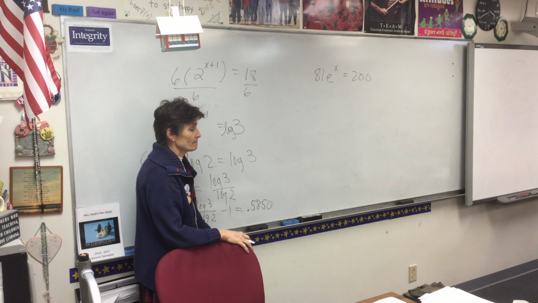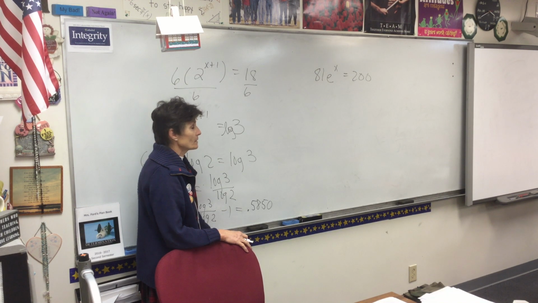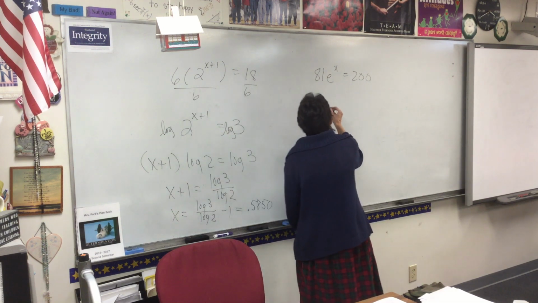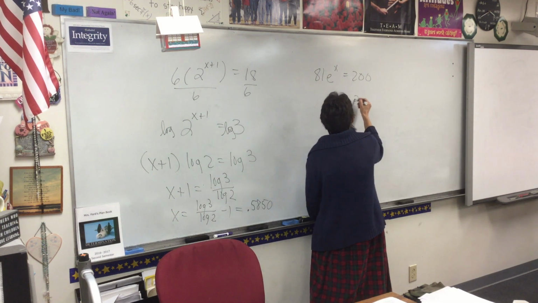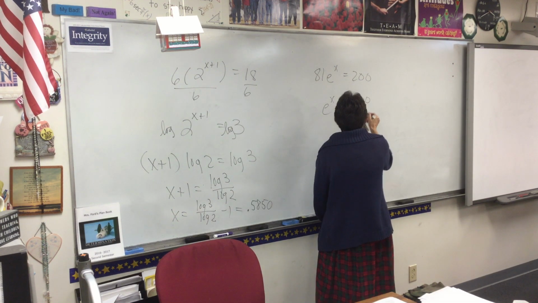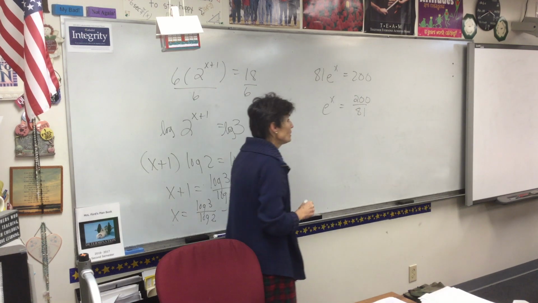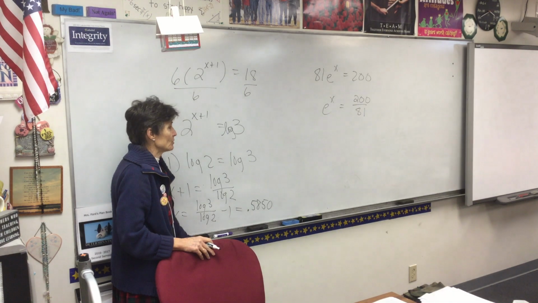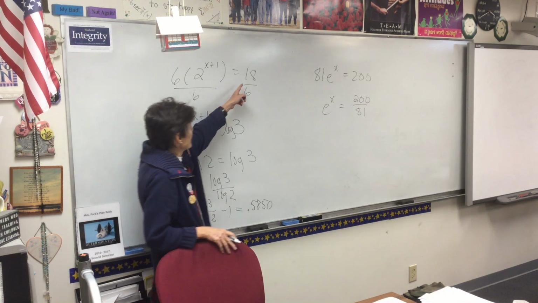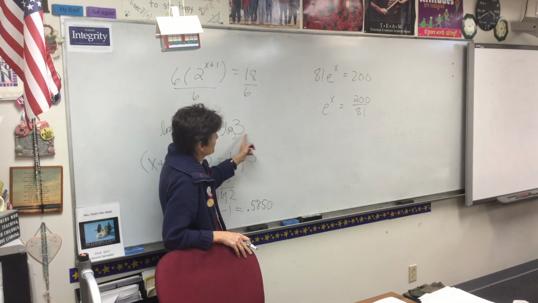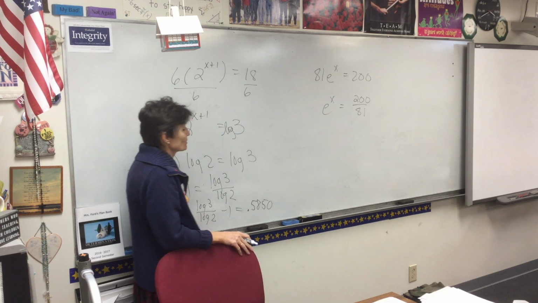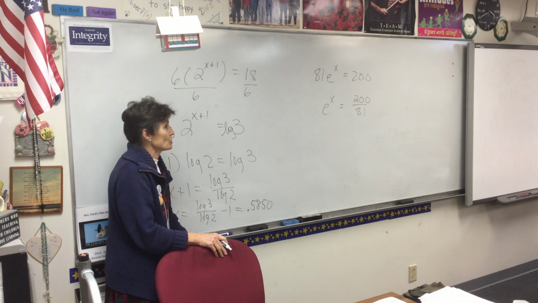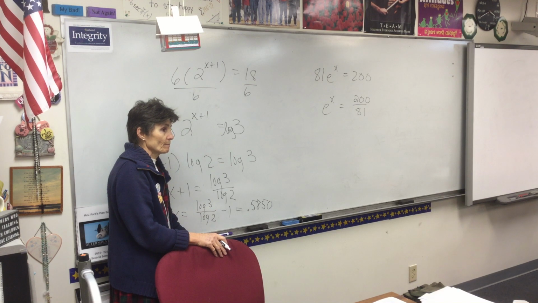I'm not panicked. What do you want to do first? Divide by 81. And guys, don't actually divide it because if you do, you'll end up rounding that off, and you don't want to do that. So here it was fine. 18 divided by 6, that went in evenly. 81 doesn't go into 200, so you're just going to have to leave it as the fraction 200 over 81.